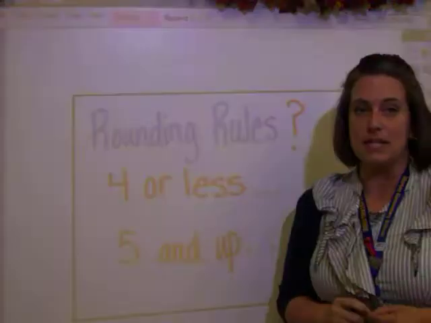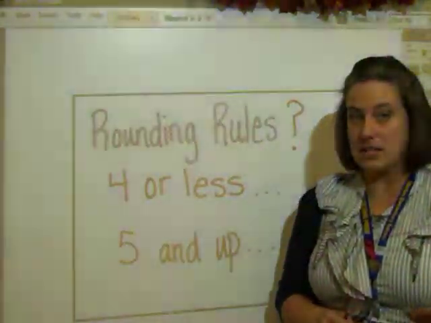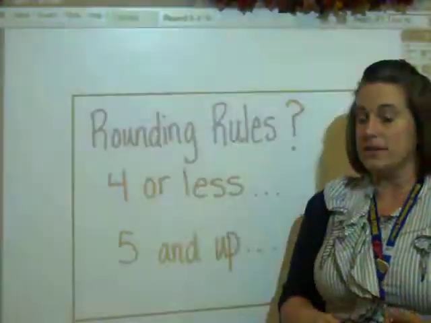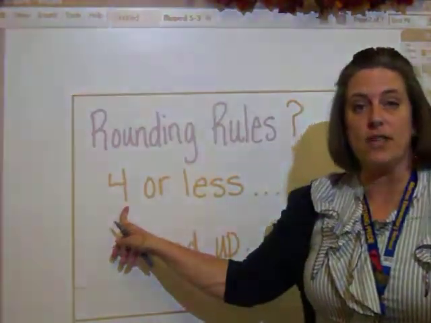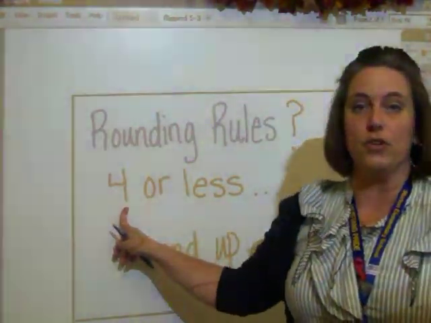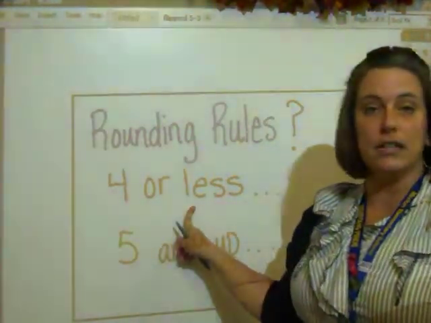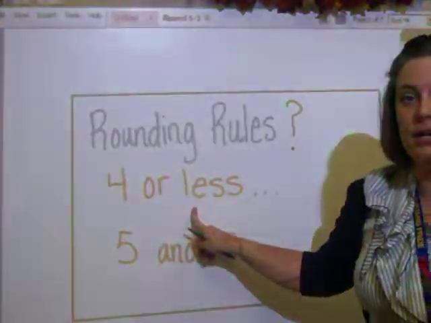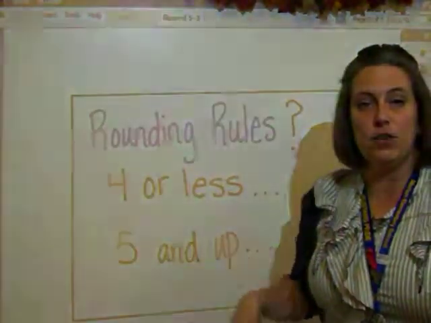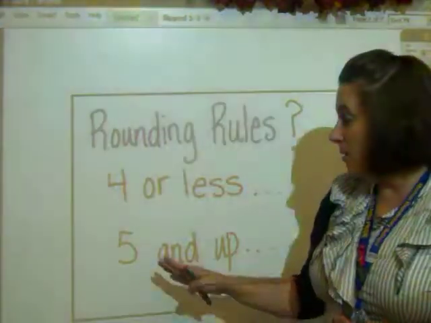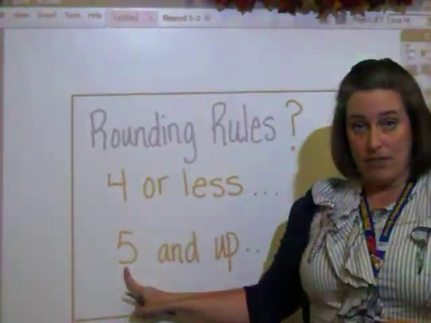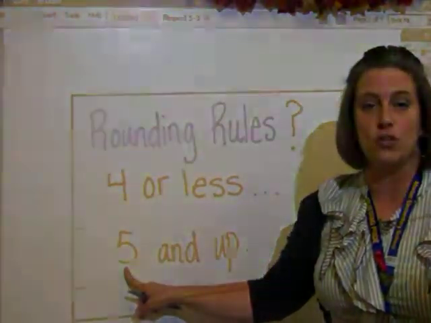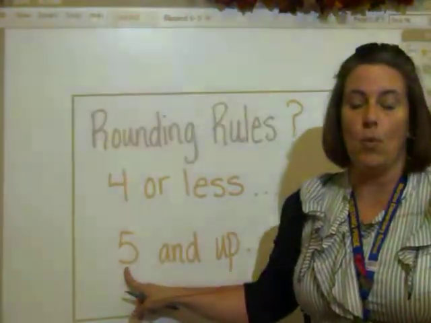Let's remind ourselves of the rounding rules. If the number that you circle, the neighbor of whatever place value you're rounding to, is 4 or less, you don't change the number. It stays the same. If the neighbor in the circle is 5 or more, you need to bump your number up 1.